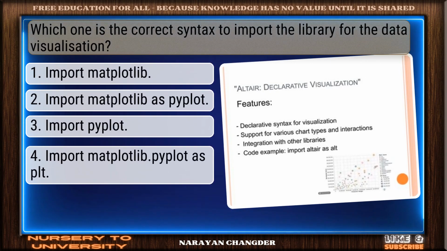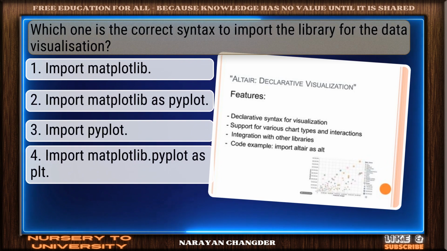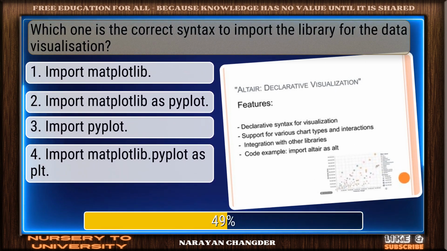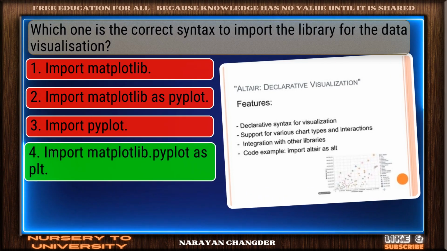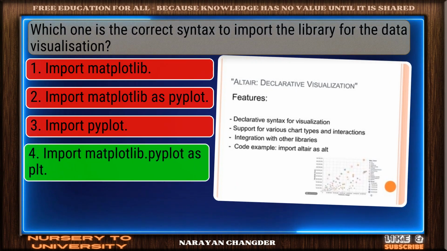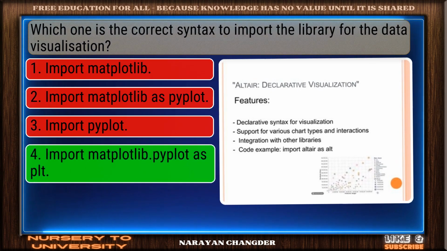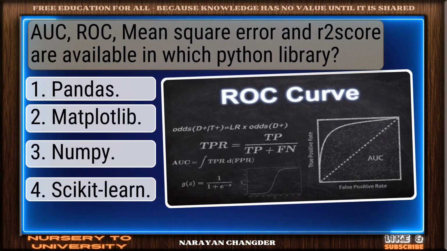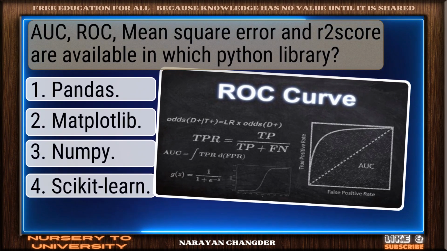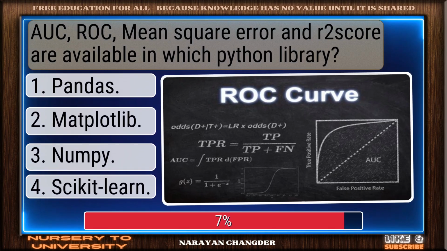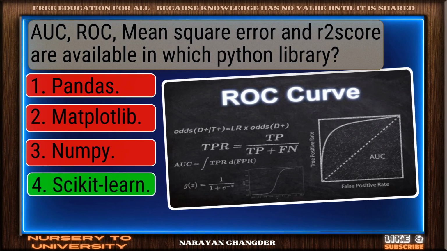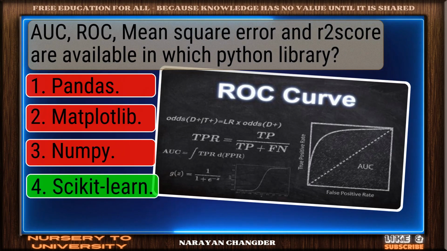Question number 3. Which one is the correct syntax to import the library for data visualization? Well picked. import matplotlib.pyplot as plt is the correct answer. Question number 4. Mean square error and R2 score are available in which Python library? Right choice. Scikit-learn is the best answer.